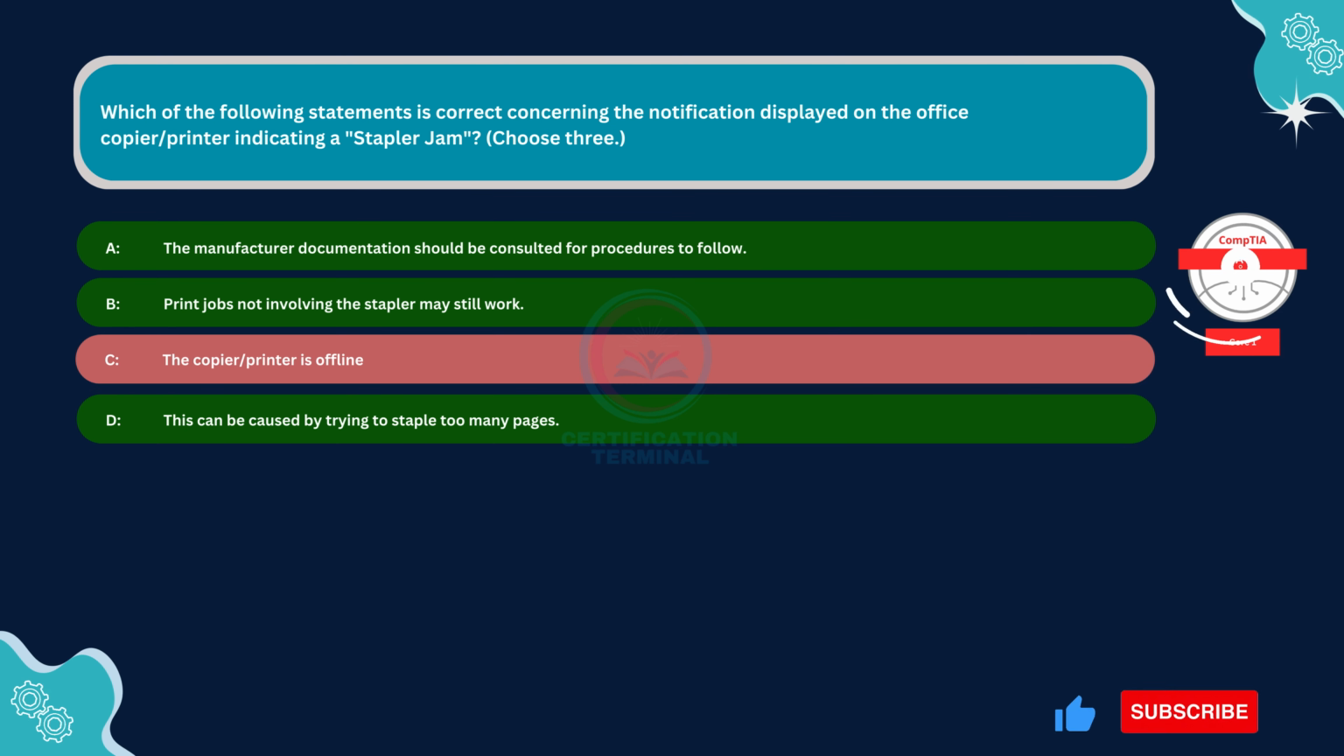Option C. The copier or printer is offline, is incorrect. A stapler jam notification does not necessarily indicate that the copier or printer is offline. The notification specifically refers to a jam in the stapler mechanism, not a general offline status of the device.